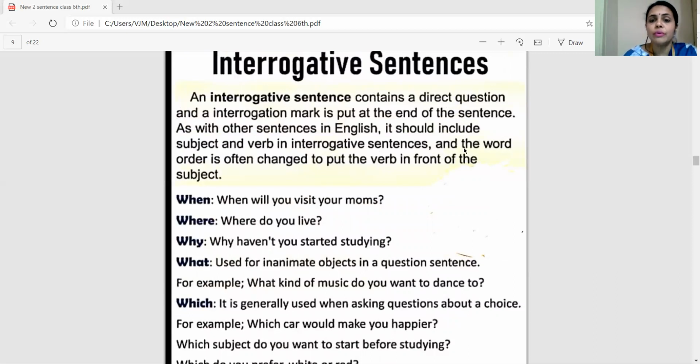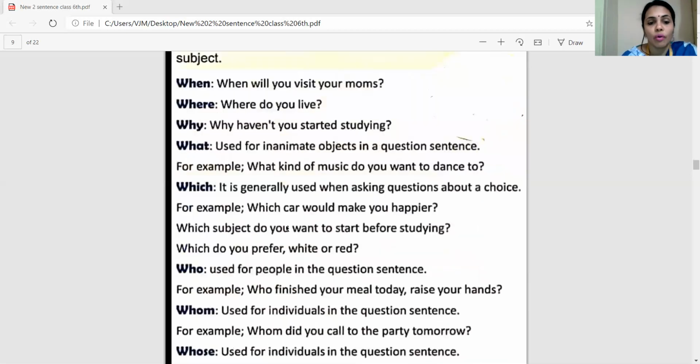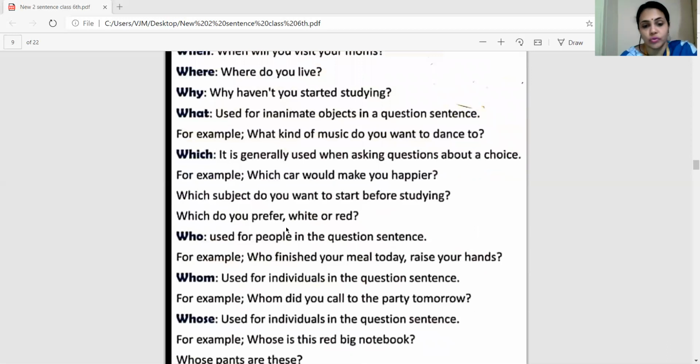you have to add WH words, then you have to put an auxiliary, not the main verb. Always remember an auxiliary, and then we put the subject. Is that clear? WH words are when, where, why, what, which, who, whom, whose.